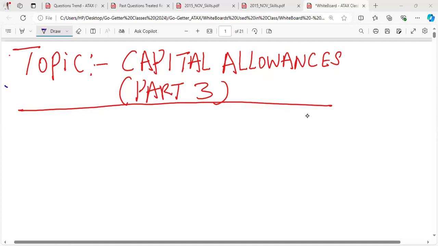Then we saw some questions where these capital allowances were not restricted. So we saw questions that have to do with an agricultural company. Then we went ahead in part 2 to look at calculating capital allowances when we have hire purchase. When we have hire purchase, how are capital allowances calculated?